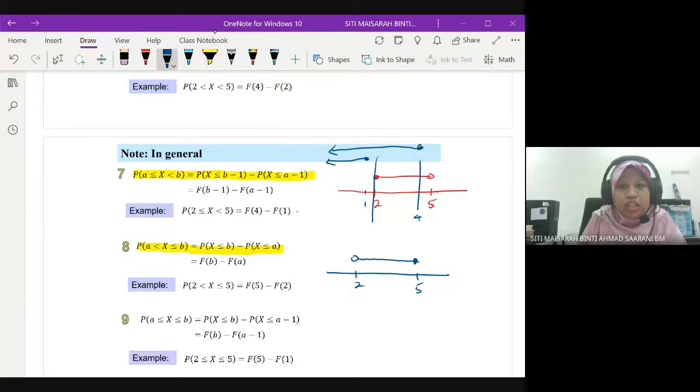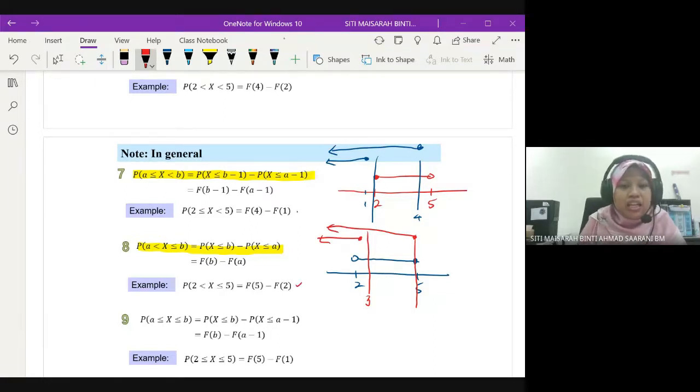Okay. So jadi dekat sini dia mesti start dengan 5. Yang ni kena start dengan 3. So jadi F5 tolak dengan F5 tolak dengan F2. Okay. So that's why dia jadi macam ni.